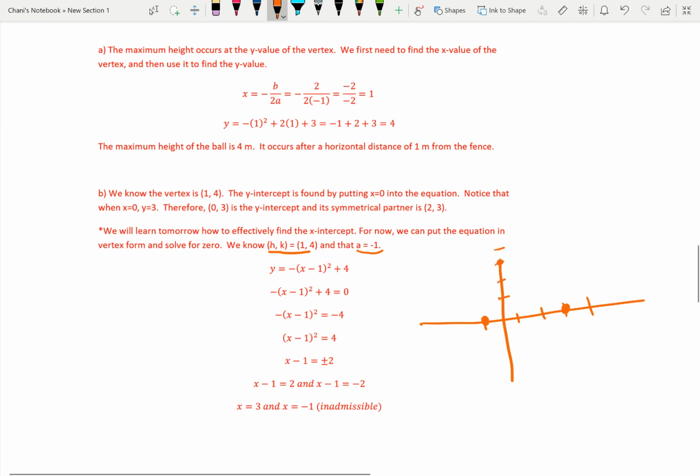We have our y-intercept here, our vertex here, and the symmetrical partner here. So there is our ball. We can put dotted lines here if you want to, but actually you don't need those at all. The only time where it exists is that solid line.